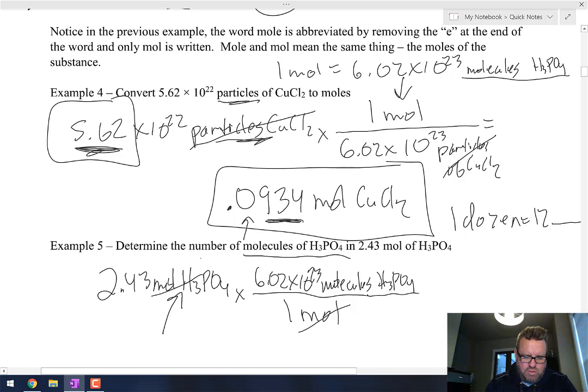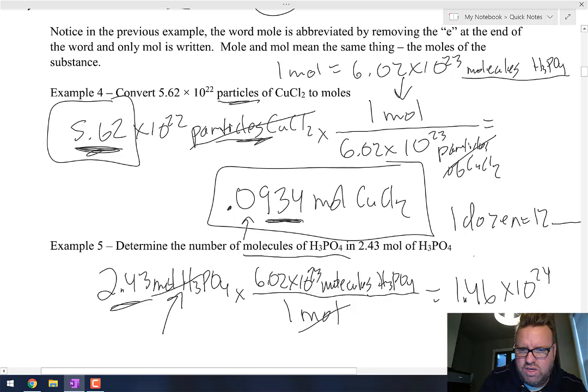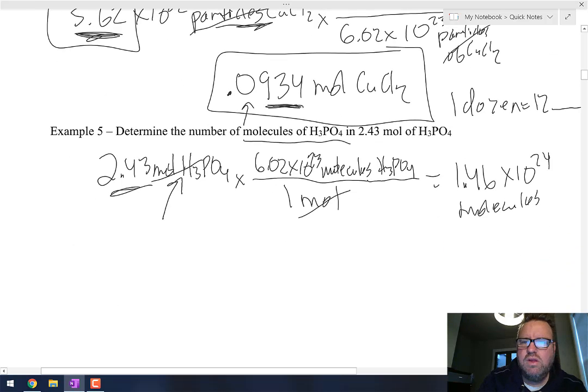So I'm going to take 2.43 and I'm just going to multiply by 6.02 times 10 to the 23rd. And again, this has 3 digits, so I'm going to use 3 digits in my answer. 1.46 times 10 to the 24th. What? Don't say moles, because moles canceled. 1.46 times 10 to the 24th molecules of H3PO4. Okay, and that is your introduction to moles.